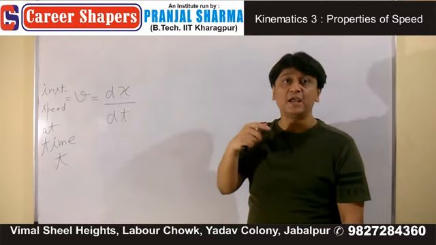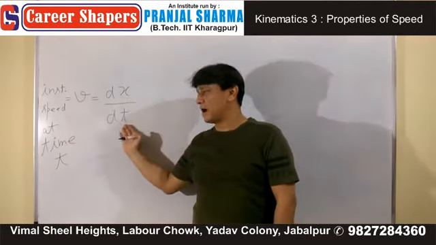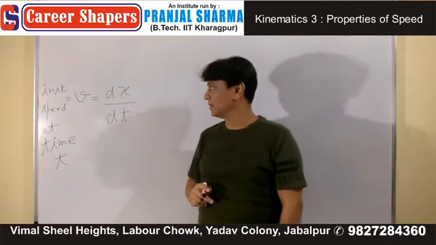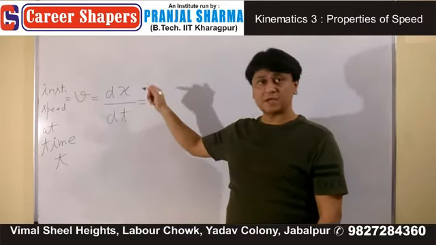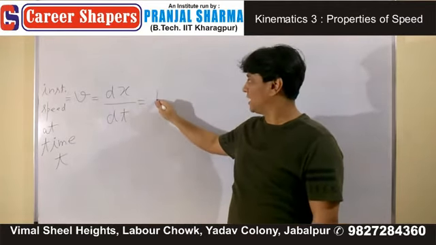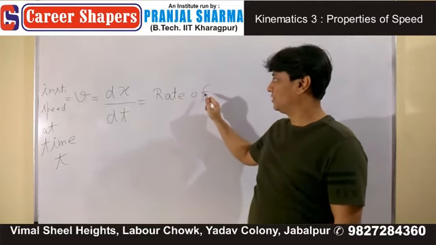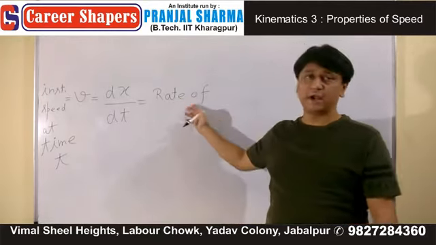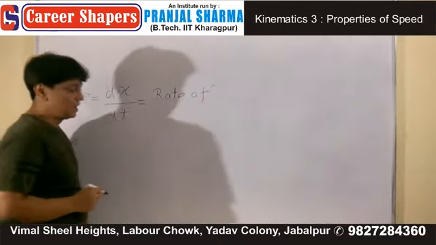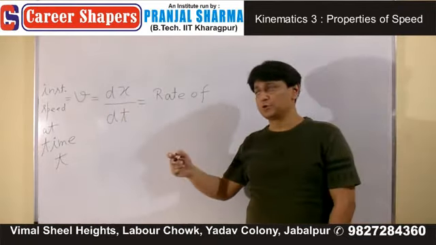How do you read it? dx divided by dt. What is this dx divided by dt? This is called the rate of change of x. Write down this: dx upon dt is called the rate of change of x with respect to time.